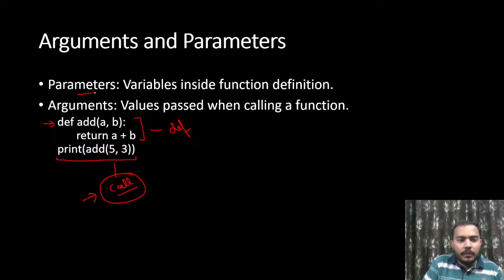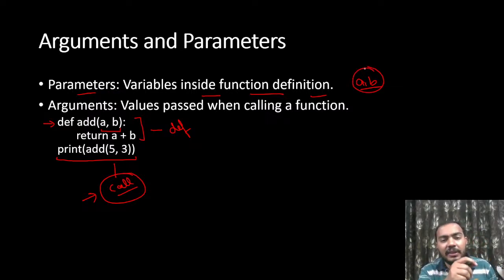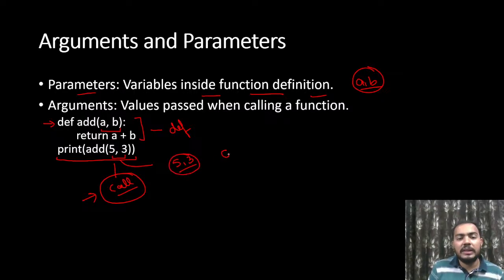So in this part, the parameters are the variables which are available inside your function's definition, which means that this a and b are the parameters here. Okay, so what are the parameters? Parameters are the variables which will be used in your function's definition, whereas when you are calling your function and you are passing the values, the values that you have passed in the function, that is this 5 and this 3, these are the arguments. Okay, so these arguments are the values that you will pass to a function, whereas the variables which you have used in the function definition are called the parameters.